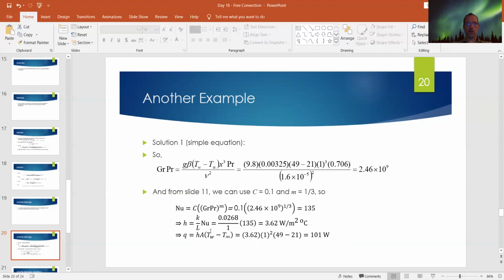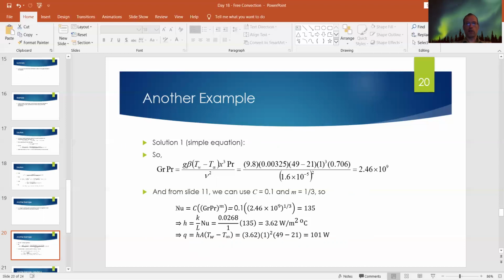H value, k over L, so 0.0268. Again, that's the k value for air at 35 degrees Celsius from table A4. Length of 1 meter, Nusselt number of 135, gives me an H value of 3.62 watts per meter squared degrees Celsius. And Q value, 3.62 times 1 meter squared times 49 minus 21, grand total of 101 watts. So that is the first way we could do this, using that simple equation.